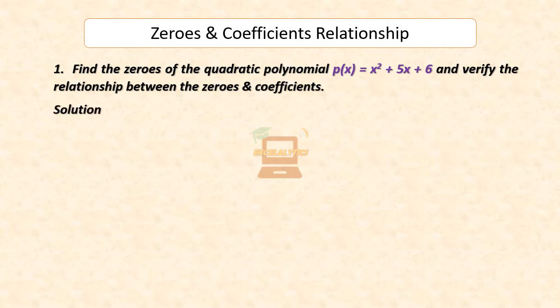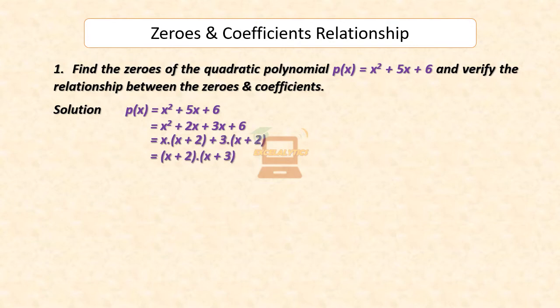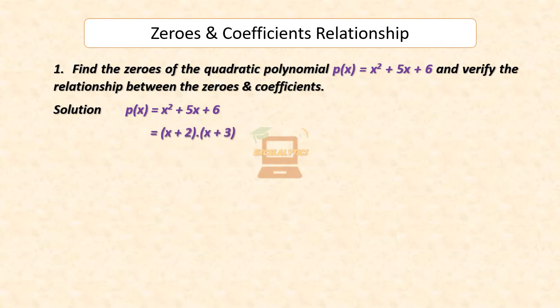By splitting of the middle term, x squared plus 5 times x plus 6 is equal to x squared plus 2 times x plus 3 times x plus 6. That simplifies to x plus 2 times x plus 3. So, the value of x squared plus 5 times x plus 6 is 0 when x plus 2 equals 0 or x plus 3 equals 0. That is, when x equals minus 2 or x equals minus 3. Therefore, the zeros of x squared plus 5 times x plus 6 are minus 2 and minus 3.